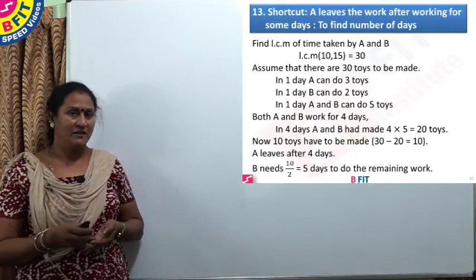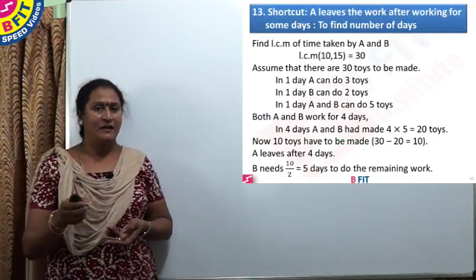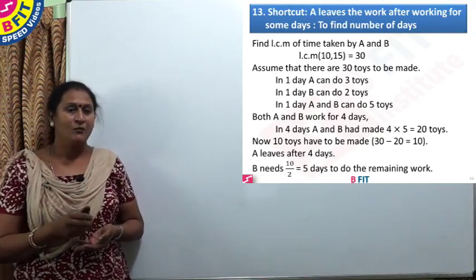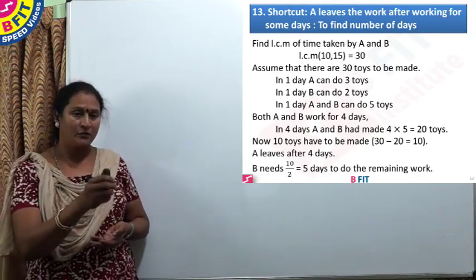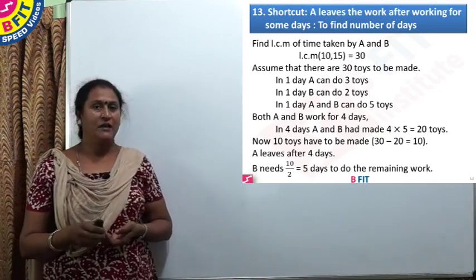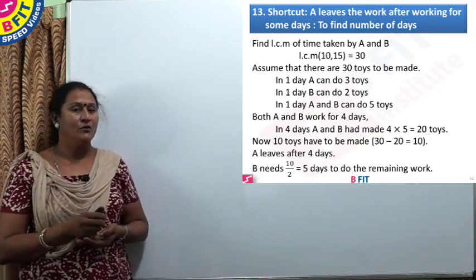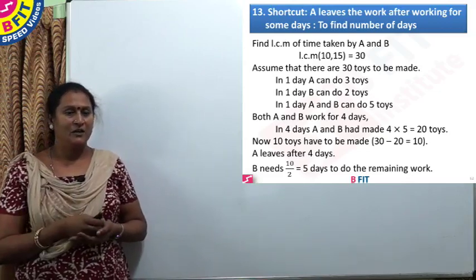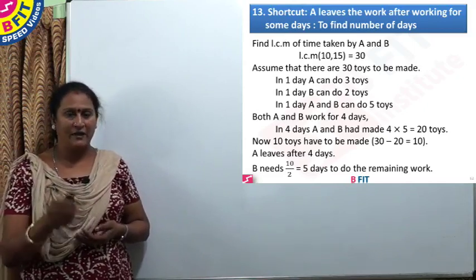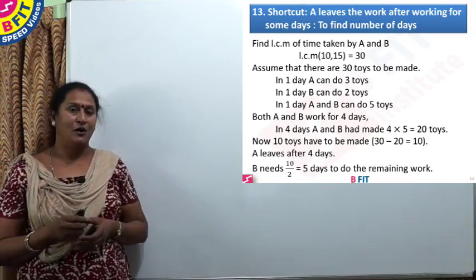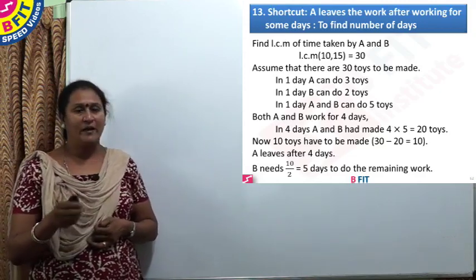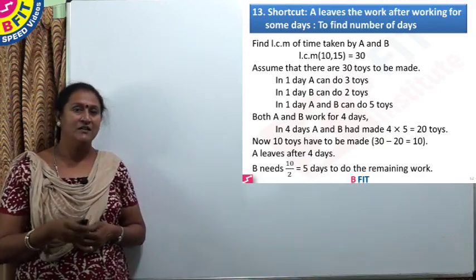So the shortcut here is, again find LCM for time taken. LCM for 10 and 15 is 30. In 1 day, according to the assumed work, A can do 3 toys, B can do 2 toys, both can do 5 toys per day. So both work together for 4 days. In 4 days they can make 20 toys. The remaining 10 toys is done by B alone. If B can do 2 per day, to make 10 toys he needs 5 days.